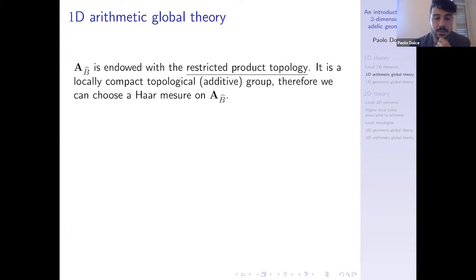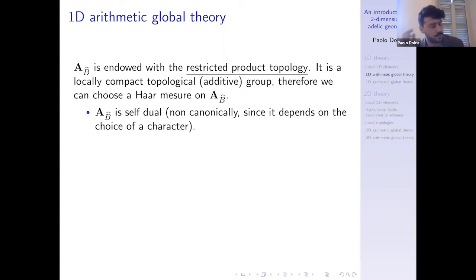So we have a measure on adeles, and then the other topological property of the additive group of adeles is that it is self-dual. By self-dual, I mean that it is, as a group, topologically and algebraically isomorphic to the dual group, so the group of characters. And I just want to point out that this isomorphism is not canonical, because we have to choose a character and from there construct the isomorphism.